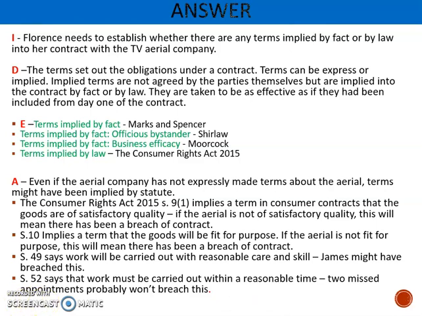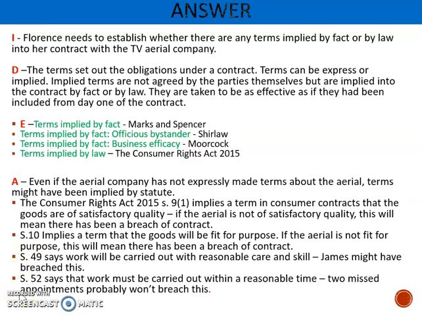But, and I should have really put a conclusion here, you can definitely do it. Her best bet is to rely on Consumer Rights Act Section 9 and Section 10, because whether the aerial company likes it or not, there are implied terms that it is of satisfactory quality and fit for purpose. And so she'll be able to claim for breach of contract if it is not.